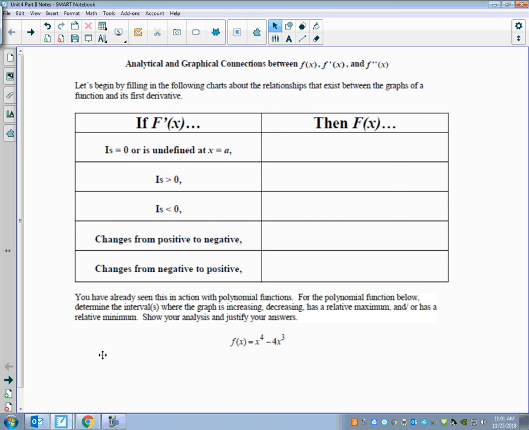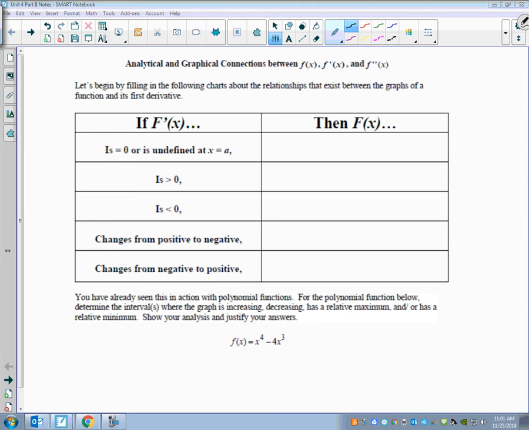Okay, so this last part of chapter 4, unit 4, is all about connecting f of x, f prime of x, and f double prime of x, which we've done some of this before, but it's just kind of like re-emphasizing it, and some of this will be new with the second derivative. So it says, let's begin by filling in the following charts about the relationships that exist between the graph of the function and its first derivative, which we should know this already because we talked about this already.